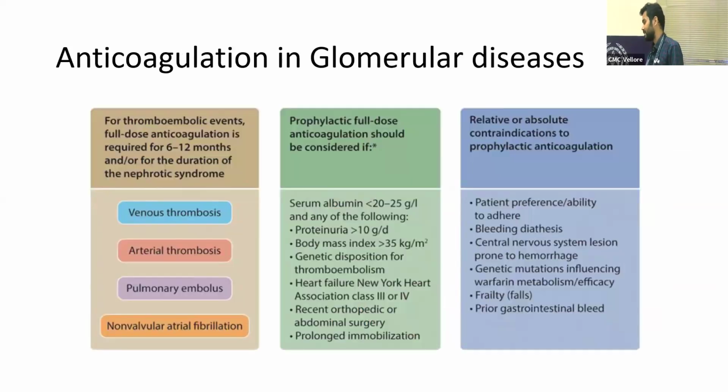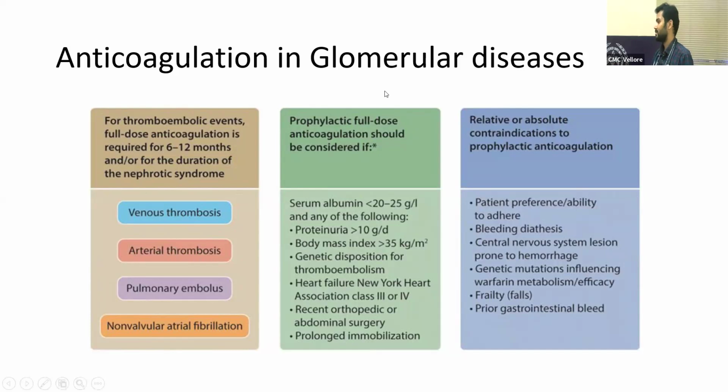So how will you manage this patient? If the patient has already developed some thrombotic events, arterial or venous thrombosis, you have to treat like the general population. You have to treat with IV heparin, up to 6 to 12 months you can give. You can't give IV heparin for a long time, so you can change it to warfarin also.